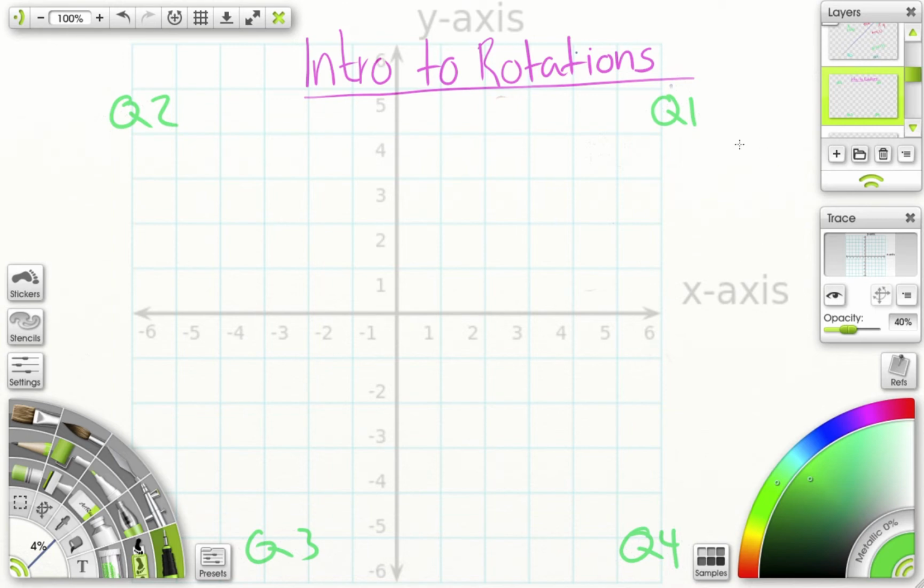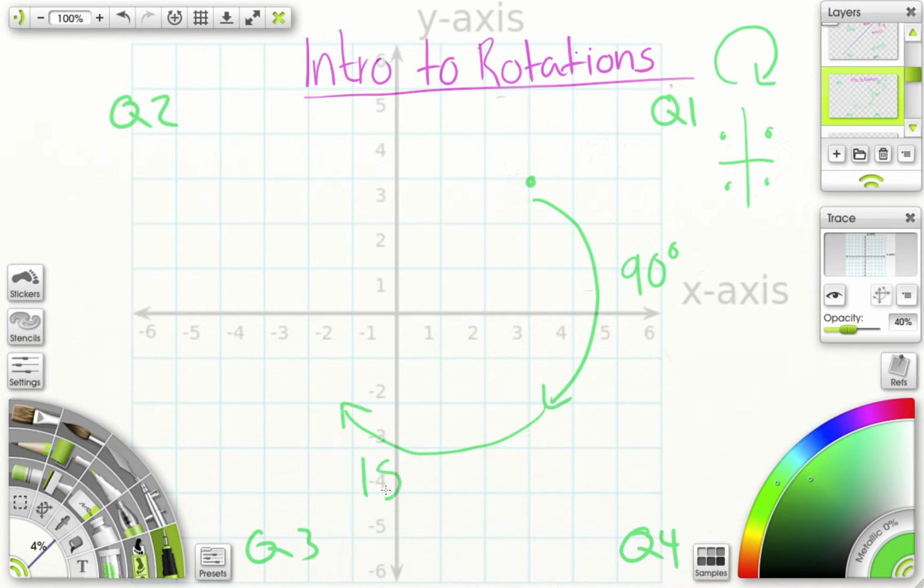We all know about our different degrees. If I am starting out in this point and I'm rotating clockwise, so you guys know which way clockwise is, this is the same direction a clock goes. If I rotate 90 degrees, I end up over here. 180, I end up over here. And 270, I end up over here. So this is 90 degrees. If my original point was here, I rotate 90 degrees and it would end up somewhere in here. 180 would end up somewhere in here, and 270 would end up somewhere in here.